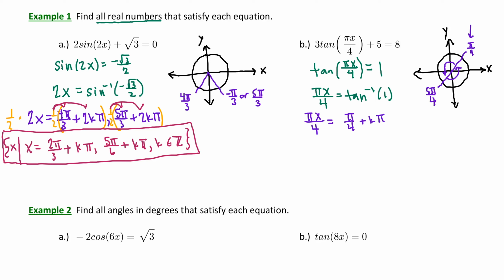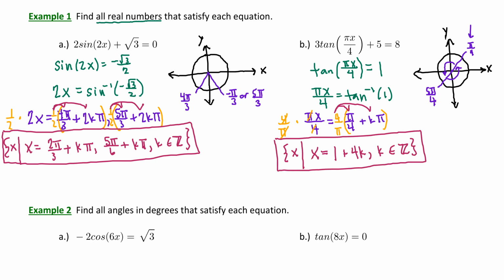At this point, it's now appropriate to isolate the argument. So I'm going to multiply both sides, including both terms on the right side, by 4 over pi. That's going to isolate the variable. Then we can express the solution as x equals, let's distribute here, 4 over pi times pi over 4 is 1, and 4 over pi times k pi, notice the pi's would cancel, and I get 4k. So the solution to this equation is the set of all x such that x equals 1 plus 4k, where k is some integer. Let's go ahead and verify a couple of solutions with our calculator.